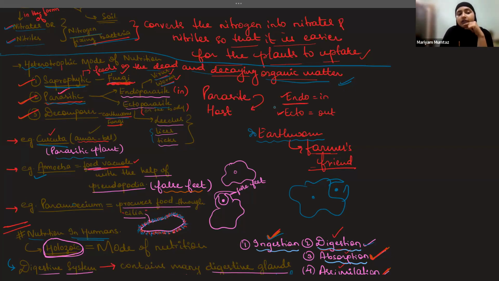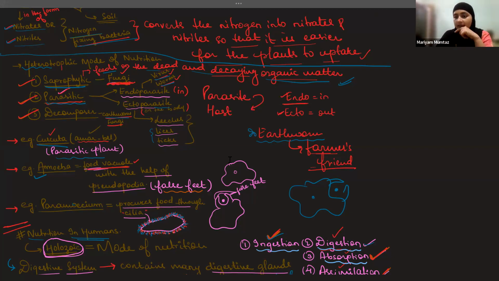Now, talking about the parasitic mode of nutrition. In this, one organism is a parasite, another organism is a host. The parasite will infect the host. It will cause harm to the host because the parasite is deriving its nutrition from the host. The parasite can be present on the body of the host, so we'll call it an ectoparasite. And when the parasite is present inside the body of the host, we'll call it an endoparasite. Endo means inside and ecto means on the body, outside.